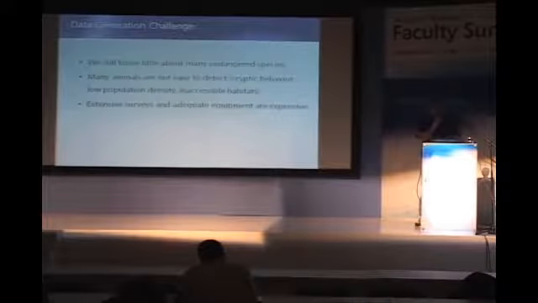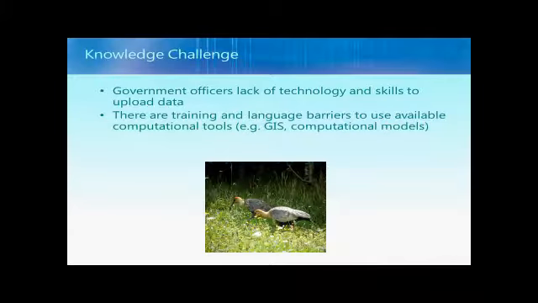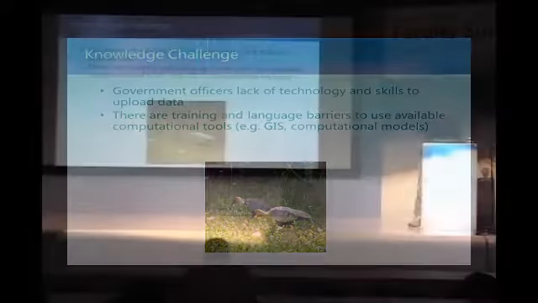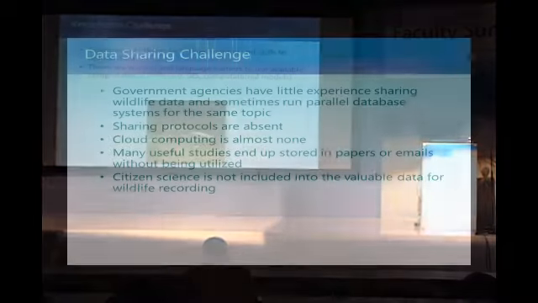So citizen science could help to provide locations where scientists are not going or where governments are not doing any work. In the case of the knowledge challenge, we have government officers' lack of technology and skills to upload data. There are training and language barriers to use available computational tools. Therefore, tools or software available only in English, for example, are not necessarily able to be used by park rangers or people in the wild.